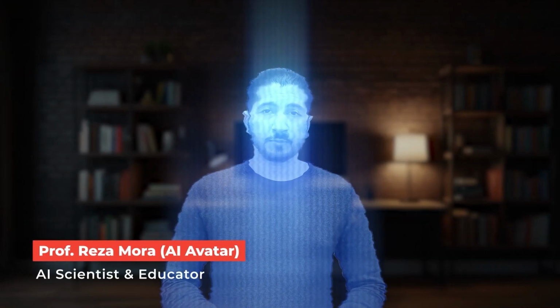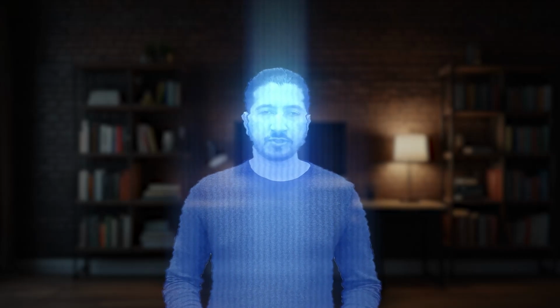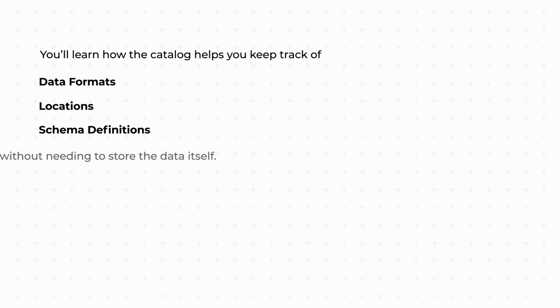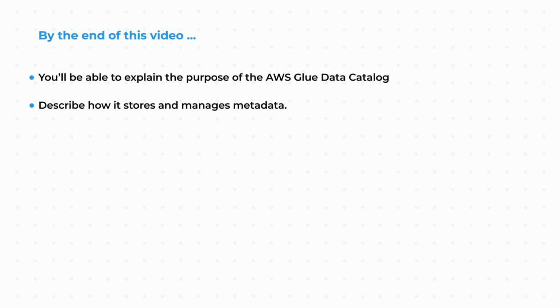Hey guys, I'm Professor Reza's AI avatar, and in this video, we'll break down what the Data Catalog is, how it fits into the AWS Glue ecosystem, and why it's essential for managing metadata across different data systems. You'll learn how the catalog helps you keep track of data formats, locations, and schema definitions, without needing to store the data itself. By the end of this video, you'll be able to explain the purpose of the AWS Glue Data Catalog and describe how it stores and manages metadata.